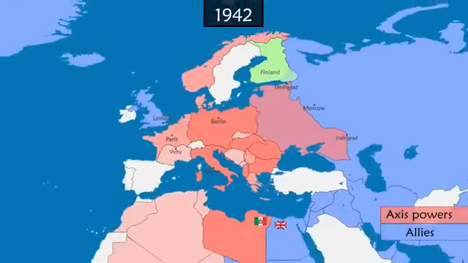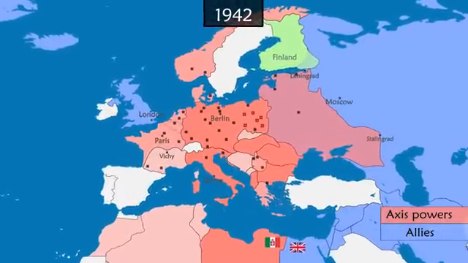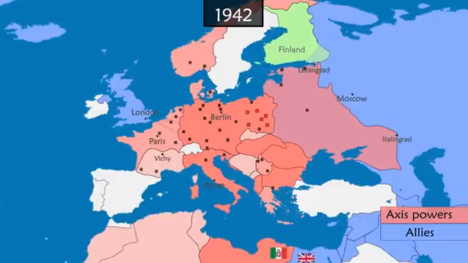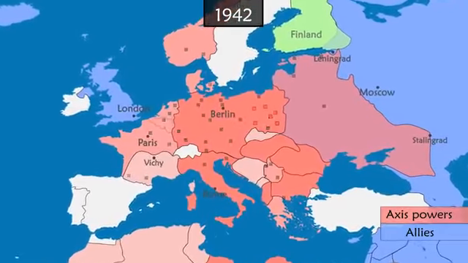In Europe, concentration and extermination camps are built to massacre, among others, Jews, resistance fighters, political opponents, gypsies, homosexuals, and people with disabilities.